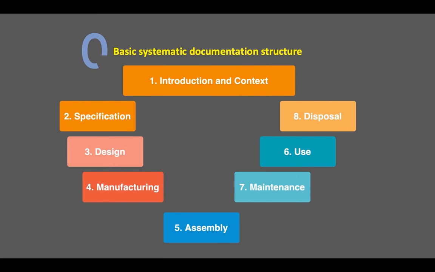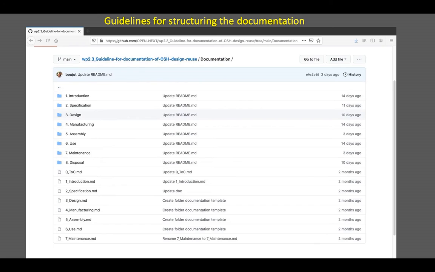In this work, we have used a systematic approach based on literature search and interviews of makers to deliver guidelines and a template as minimum viable documentation for open source hardware. To allow anyone to apply one of the principles of open source explained at the beginning of this video, we have proposed the following structure for complete documentation: introduction and context, specification, design, manufacturing, assembly, maintenance, use, and disposal. This guideline is being developed on GitHub.